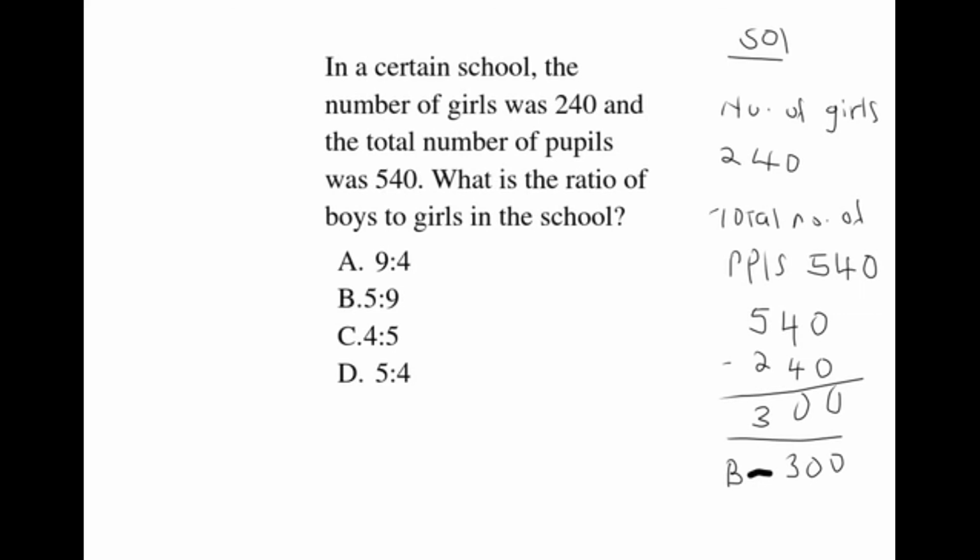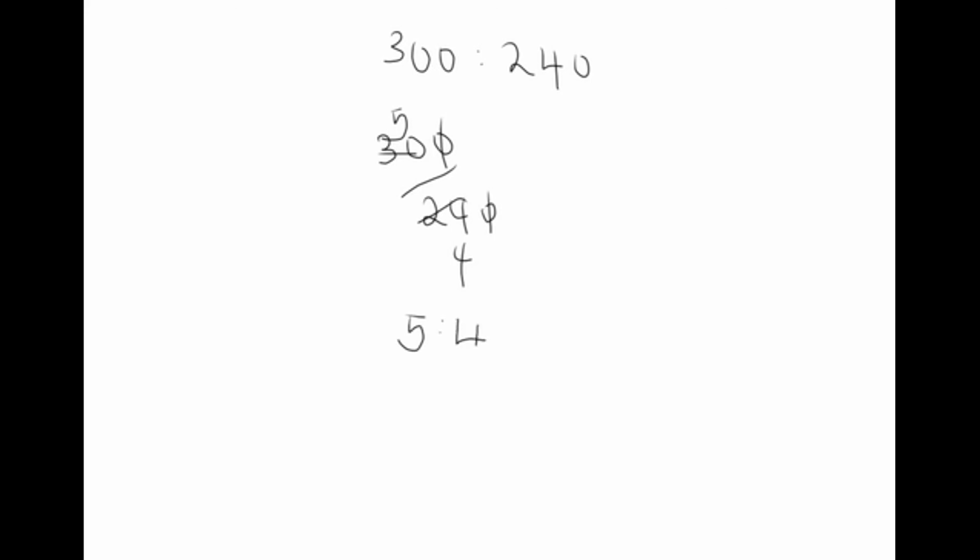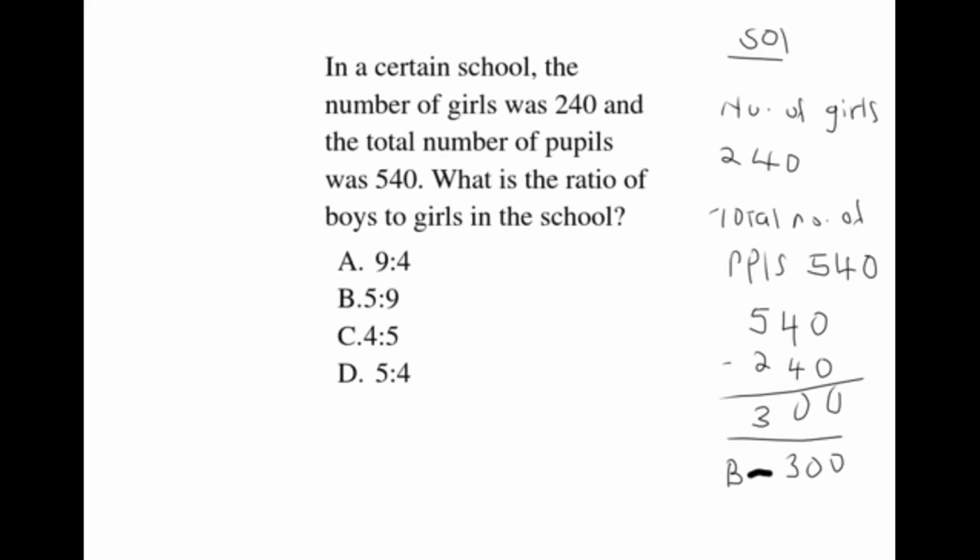Boys are 300, girls are 240. Therefore, we have 300 is to 240. Express this ratio in its simplest form. We have 300 over 240. This 0 will cancel this 0. Divide by 6, you get 5. Divided by 6, you get 4. So the ratio is 5 is to 4. Therefore, our correct choice is D. That is the ratio of boys to girls in the school.